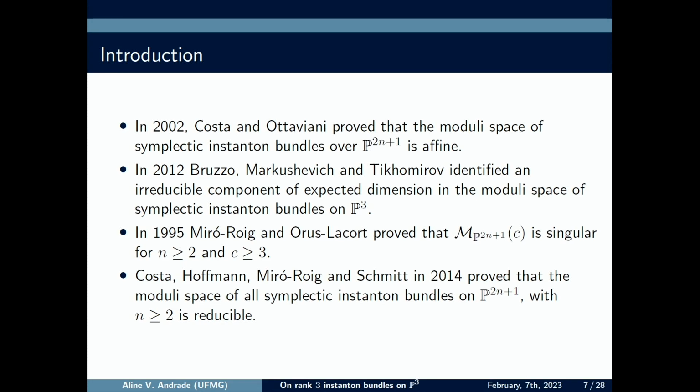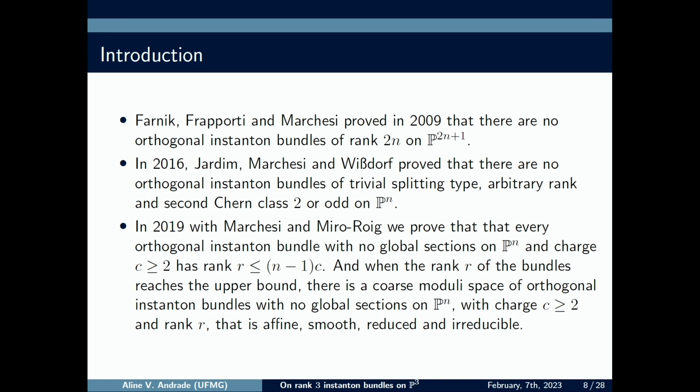So these are some of the results that were made in order to understand a little bit more of these instantons. And as you can see, they are all related to the symplectic case. Because when we are trying to study the orthogonal case, what happens is that in 2009, it was proved that there are no orthogonal instanton bundles of rank 2n on P^(2n+1).